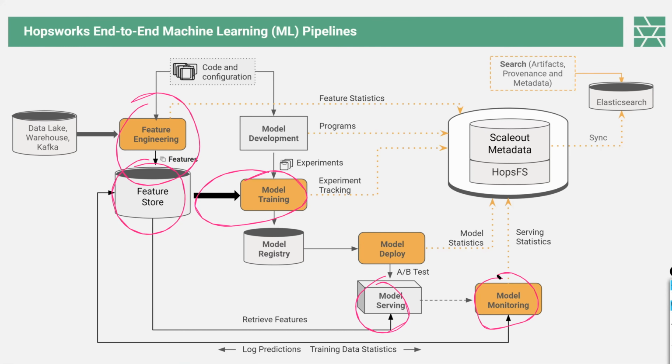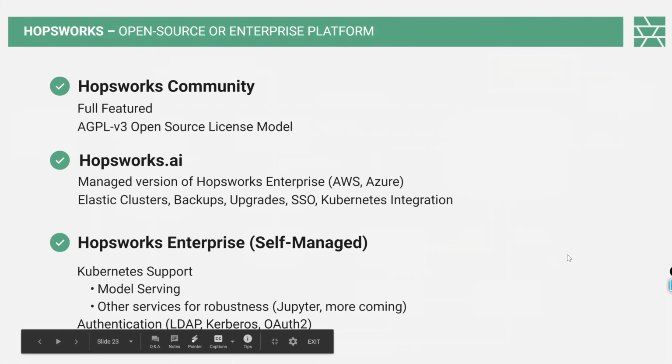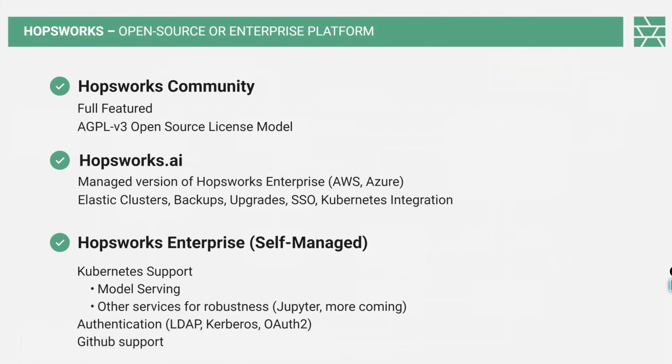But even model monitoring could benefit from the feature store, because you can get the statistics for training data sets and compare them with the live traffic on the model to look for things like data drift in model serving. And we can also log predictions that are made on the model to the feature store and use those then when the outcomes arrive later as new training data for models. So Hopsworks is available as an open source platform with the GPL v3 open source license model. It's fully featured.